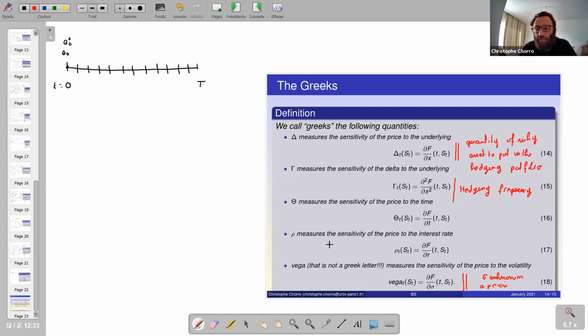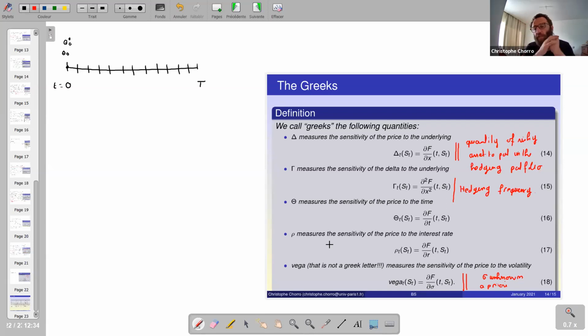Contrary to this, if vega is very big, you have to be very careful in the sigma you plug in the formula, because it will change a lot the value of your price. So in some sense, the vega is a quantity that gives you some indication concerning how careful you have to be to estimate or obtain the value of the unknown parameter in the Black-Scholes model.